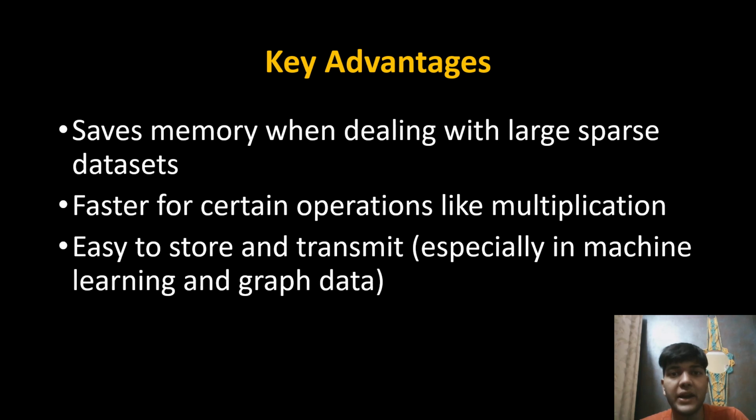So, what are the benefits of using sparse matrices? The first one is that it saves memory, especially for large sparse datasets. Second, faster computation, like matrix operations or searching. The third one is that it's easier to store and transmit, which is useful in machine learning, graph theory, and data storage systems.